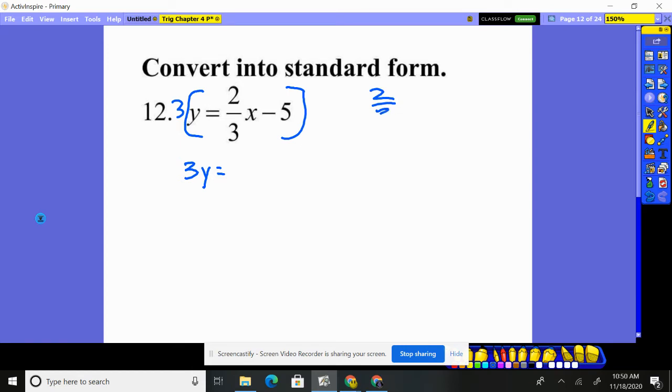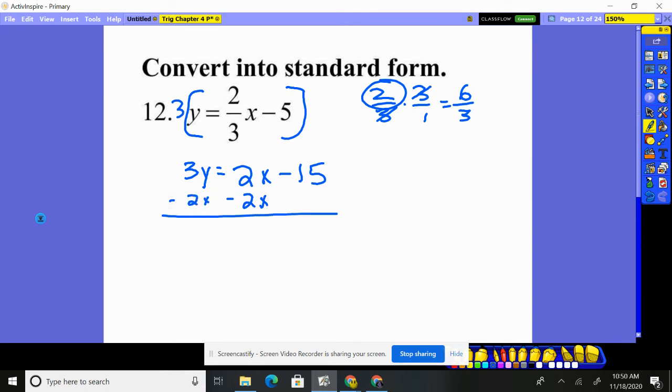Now remember, that gives you 6 over 3, which is just 2. So it's 2x. Basically, your 3's canceled and left you with your 2. And then 3 times the negative 5 is minus 15. Now all I need to do is move my x over. So I'm going to subtract my 2x. I'm so glad we got rid of the fractions. Put your x first.